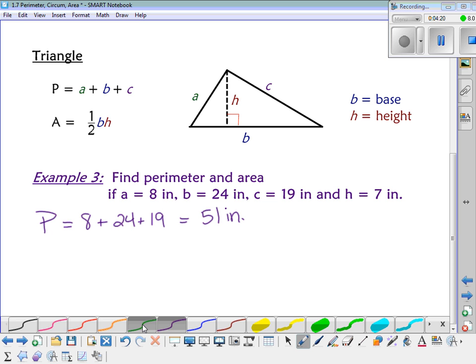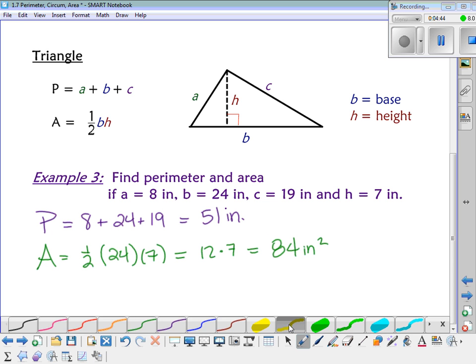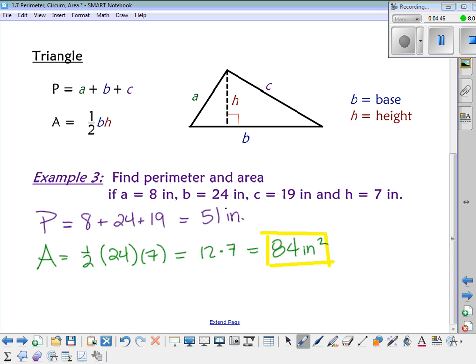Then to find the area, I substitute into 1/2 base times height. And so 1/2, the base 24, and the height 7. And so half of 24 is 12. 12 times 7 is 84. And so 84 square inches would be the area of a triangle with those dimensions.